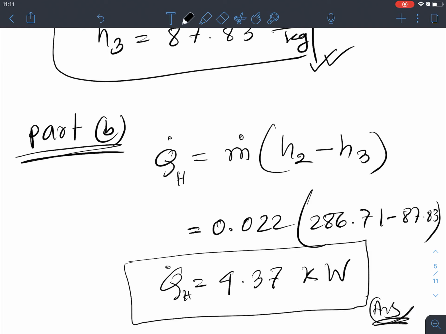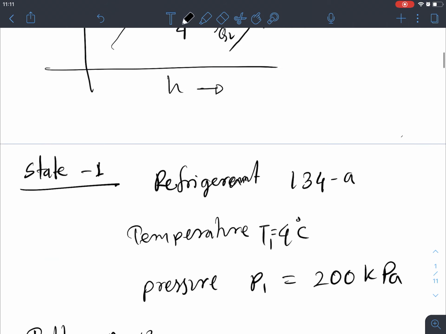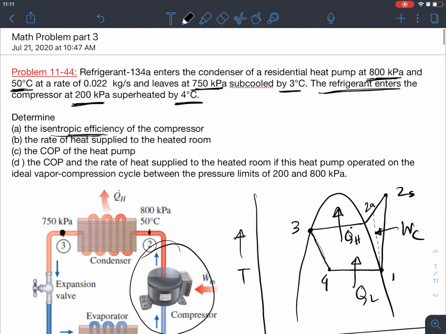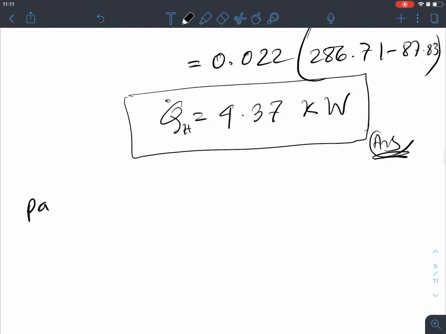So that is the answer for part C. And then another part is basically asking us to consider actual and ideal, right? Part C is asking what is the coefficient of performance of that heat pump. So the COP of the heat pump, part C.